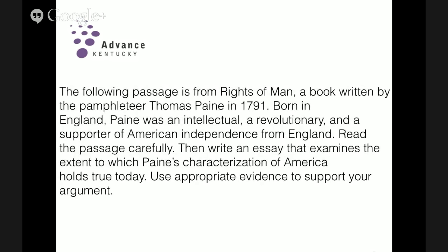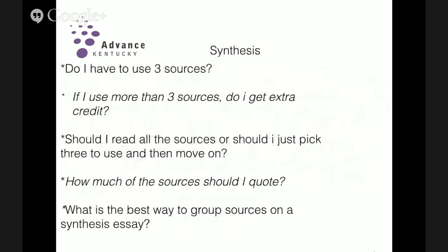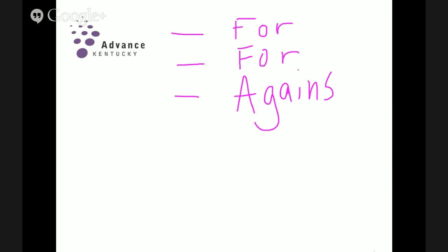Okay, so I'm going to go back to synthesis again. What is the best way to group sources on a synthesis essay? And so I'm going to ask for a little bit of clarification on that. And I'm wondering if you're meaning, is it more like 2 that are for and then 1 against? Or should you do 4 counter argument and 4?